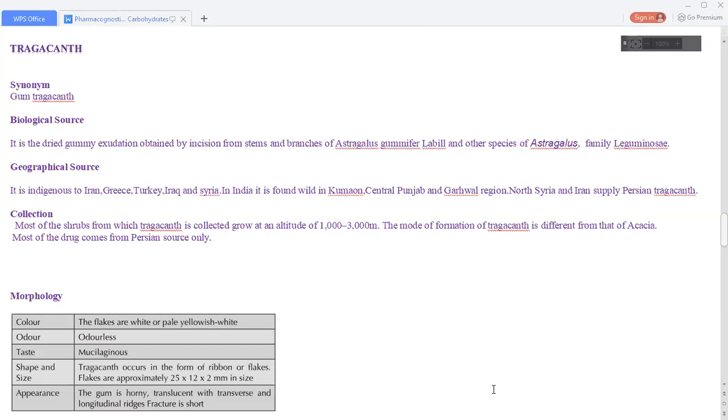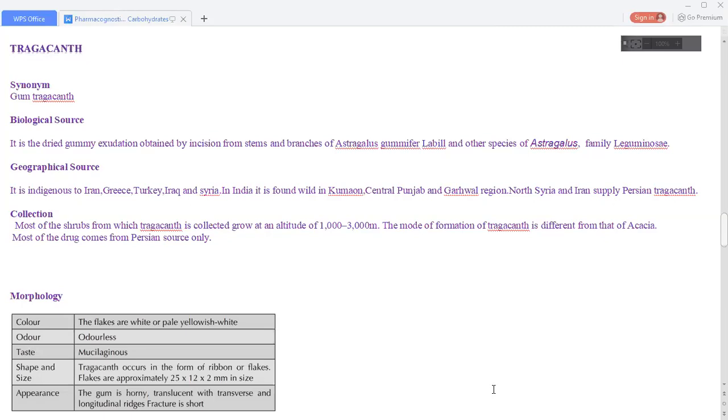Family Leguminosae. Coming to its geographical source, meaning in which places of the world it is available. It is indigenous or native to Iran, Greece, Turkey, Iraq, and Syria. In India, it is found wild in Kumaon. Kumaon is a place in Uttarakhand, nearby the Garhwal region, central Punjab and Garhwal region. North Syria and Iran supply Persian Tragacanth.